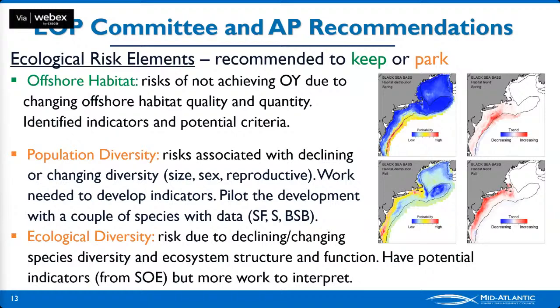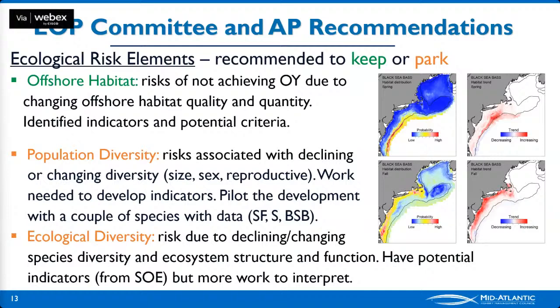We also considered population diversity, which is the risks associated with declining or changing population diversity. So looking at the size, sex, and reproductive diversity within our individual stocks. But the committee and AP thought we needed additional work to develop these indicators. And we probably don't have the information for all of our different fisheries to cover some of these areas. So really the committee and AP said, maybe we should pilot the development of some of these, particularly for those stocks that we do have a lot of information on: summer flounder, scup, and black sea bass. Let's look at those, develop indicators for those, and see how informative a population diversity risk element might be. And a similar sort of approach that we have for ecological diversity.